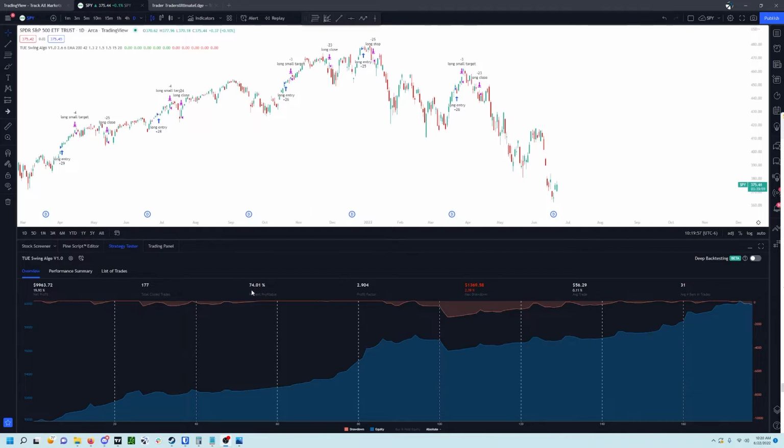Percent profitable, 74% win rate with a 2.9 profit factor. A 2.9 profit factor means that your wins on average are 2.9 times larger than your losses.